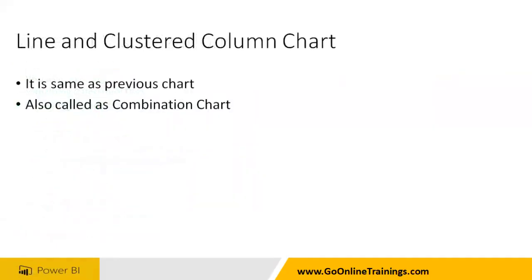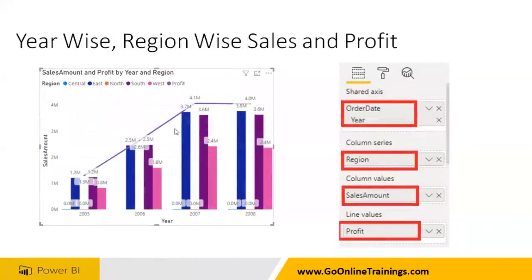So these are called combination charts. It is the same as the previous chart, also called a combination chart, and you will be able to get it like this, right? Year-wise, region-wise, sales and profit I wanted to show, and this is the year, and this is the region. So you have 5 regions, but you're able to see only 4, because for one region there are no sales. At least you have 5 regions here, but one region is missing. In that region, there is no sales in 2005. That is what you got to understand.